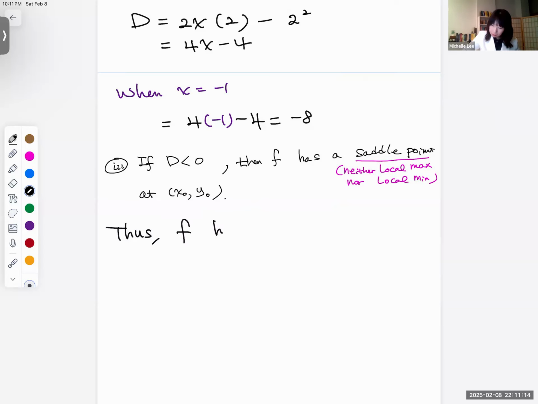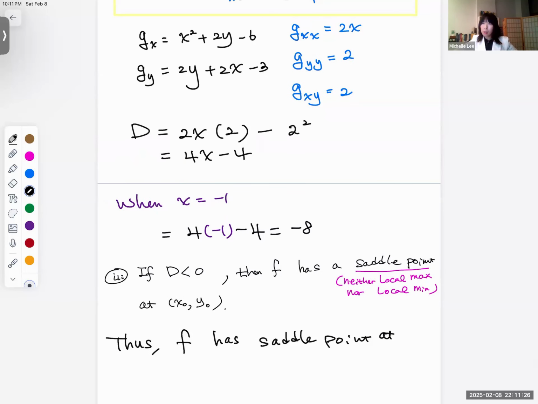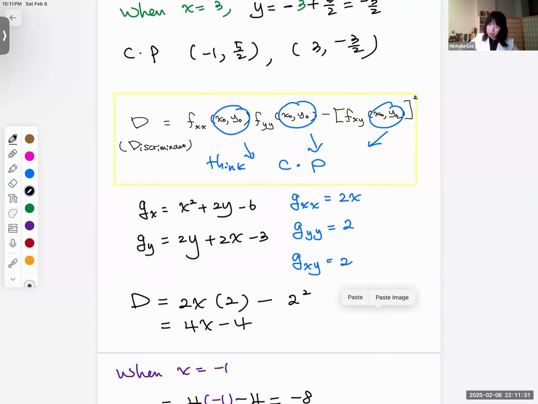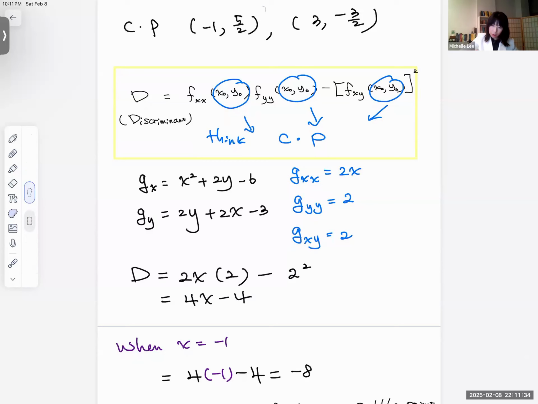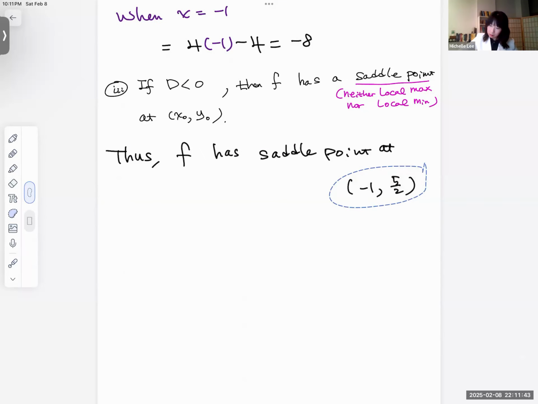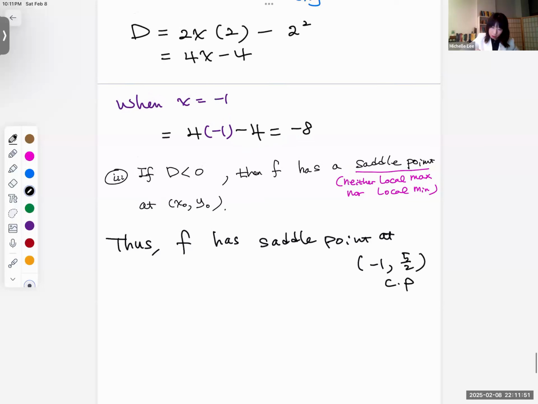F has a saddle point at the critical point -1 and, what was it? -1 and 5/2, right? This one. Which is a critical point, right? Critical point. Okay, now when x equal to, so let's do one more time, this one.